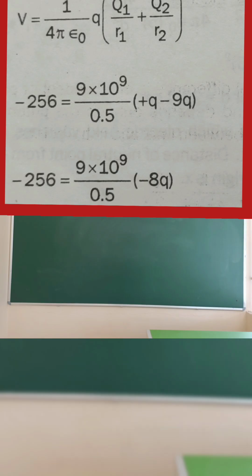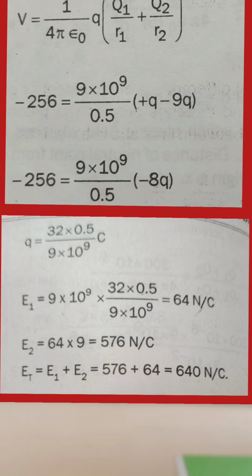Therefore, total potential V is equal to 1 by 4 pi epsilon naught into small q into Q1 by R1 plus Q2 by R2. Therefore, minus 256 is equal to 9 into 10 power 9 by 0.5 into plus q minus 9q, because 1 by 4 pi epsilon naught is equal to 9 into 10 power 9. Q1, like capital Q1, is given to be plus q and capital Q2 is given to be minus 9q. So to find out the electric potential at the midpoint, R1 is equal to R2 is equal to 0.5 meters.